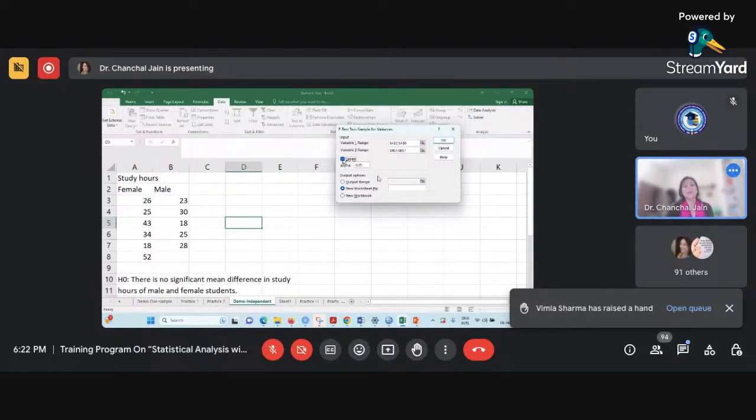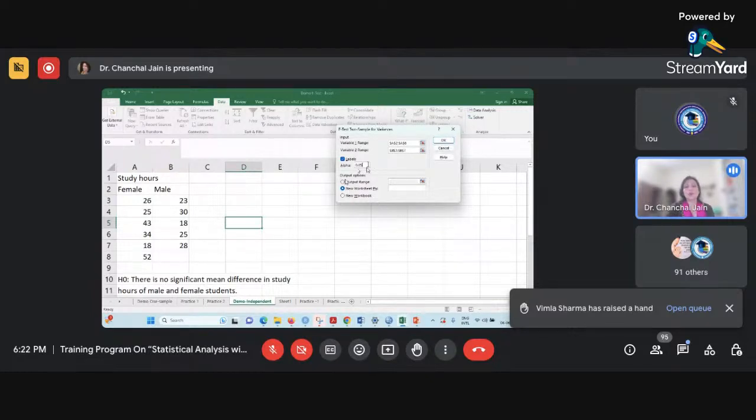Now you can check alpha is 0.05, that is 5% level of significance. This is a highlighted field. If you want to make any changes, say for example, you are very confident and want to set your alpha at 1%, you can write 0.01. If you want to check at 10%, you can write 0.10. So up to you. Here I am okay with the 5%. I am not making any changes in this.